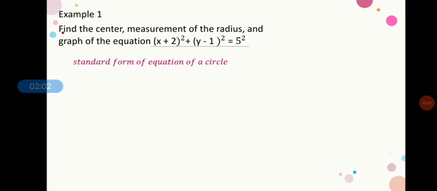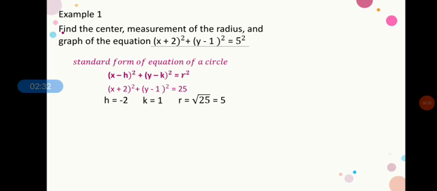So, let us consider this part kasi ito ay nasa standard form of the circle. Remember that this is the standard form of a circle. All we have to do is to get the square root of each term. Kunin natin yung square root ng the squared of x plus 2, the square root ng the squared of y minus 1, and the square root of 25. In that case, we can have the value of h as negative 2 and k is 1. And the radius on the other hand is the square root of 25, which is 5. Therefore, we have the center at negative 2 and 1 and a radius that is 5 units from the center of the circle.